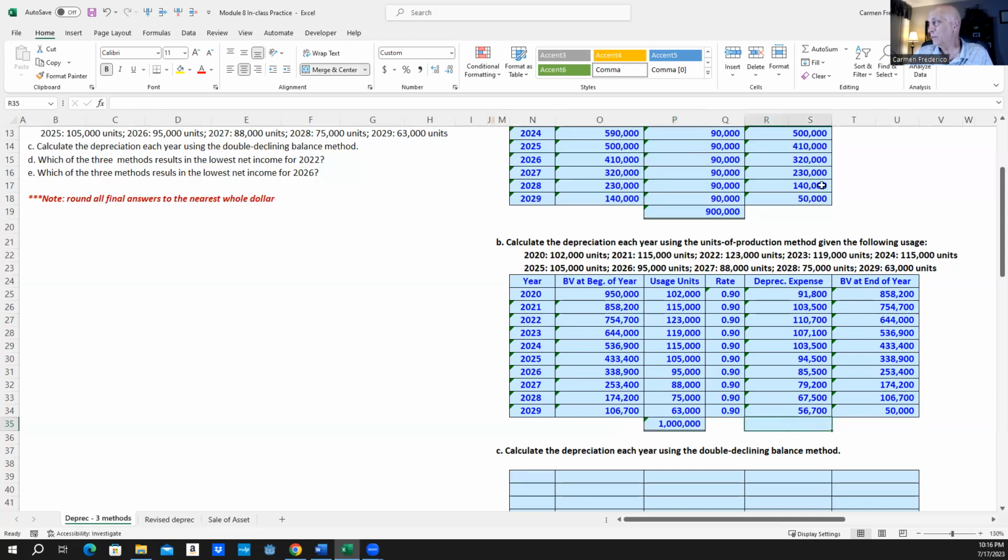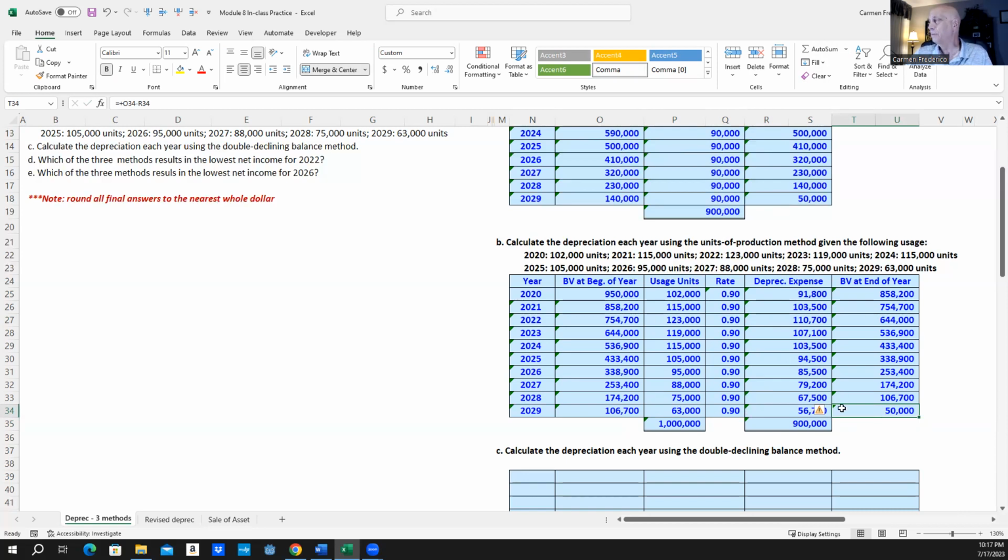And depreciation expense over the life of this asset is $900,000. Again, we have 1 million units at the 90 cents per unit rate is 900,000. And look at that. Our ending book value is $50,000. That's our salvage value. Why? Because we stripped that out of our calculation. So that should be your ending answer, $50,000 ending book value when you're done depreciating this asset.